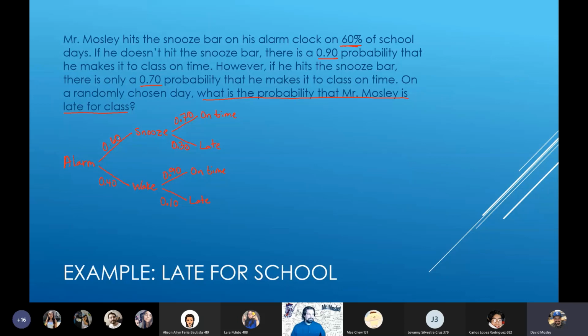All right, so we've got to put these things together. There are two paths, so to say, that lead to me being late for class. We can snooze and be late, or wake up and be late. So there's two paths through the tree that get us there.